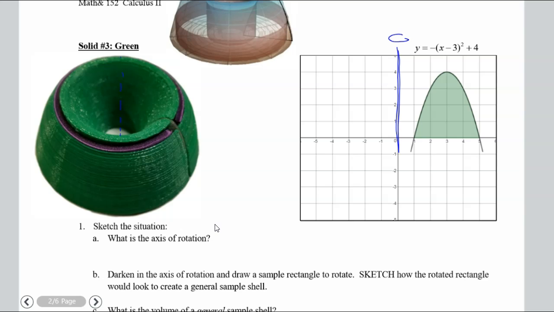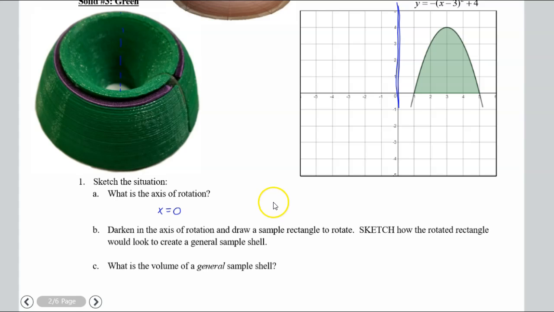So the y-axis on this one, let's say x equals 0, or you can just write y-axis, that's fine. Darken in the axis and draw a sample rectangle to rotate, then sketch what it would look like. Here, again, we want these vertical pieces parallel to the axis of rotation if we're going to use shells, and we'll get something along these lines. So sort of like that for my shell.